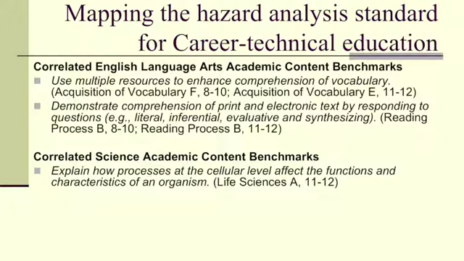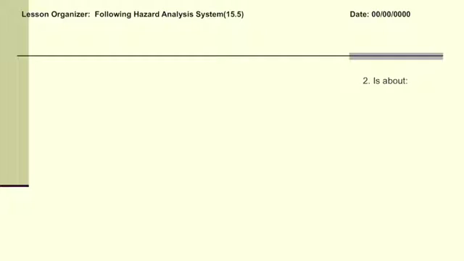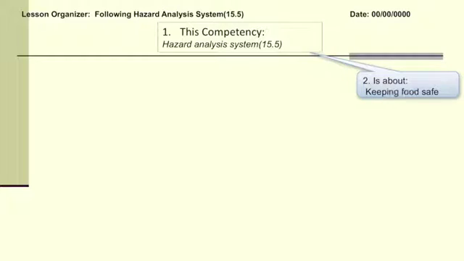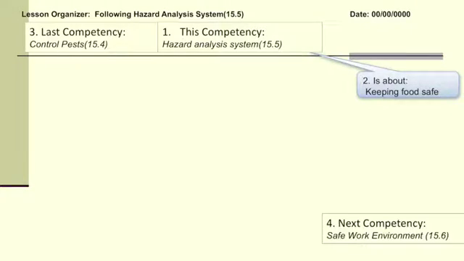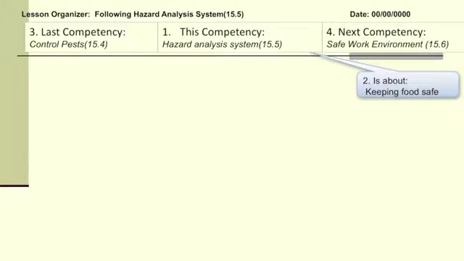So let's look at what this would look like for the hazard analysis standard. All right, we're looking at the hazard analysis system. And what's this about? It's about keeping food safe. And how does it relate to our last competency standard, which was control pests? And how is it going to relate to the next one, which is keeping a safe work environment?